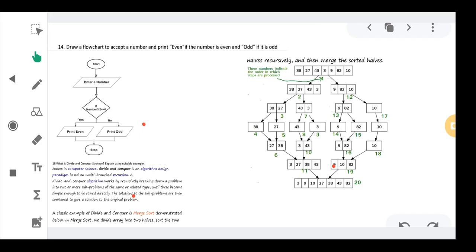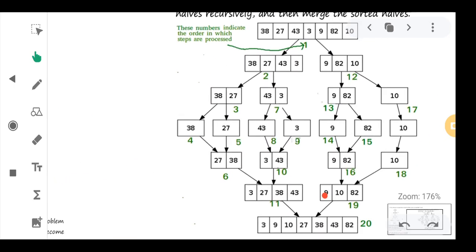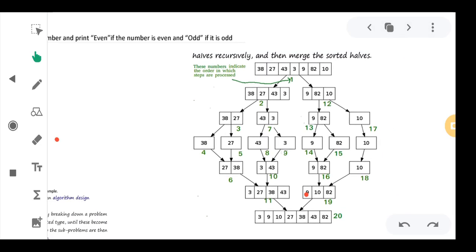So what is merge sort? As I have said earlier, it is the divide and conquer strategy. Here you can see an example. We have some data in our hand: 38, 27, 43, 3, 9, 82 and 10. This is not in a sorted manner. If you want smallest to largest you can do it, and largest to smallest as well, but here I am showing you the example of smallest to largest. It will start from the smallest and end at the largest one.